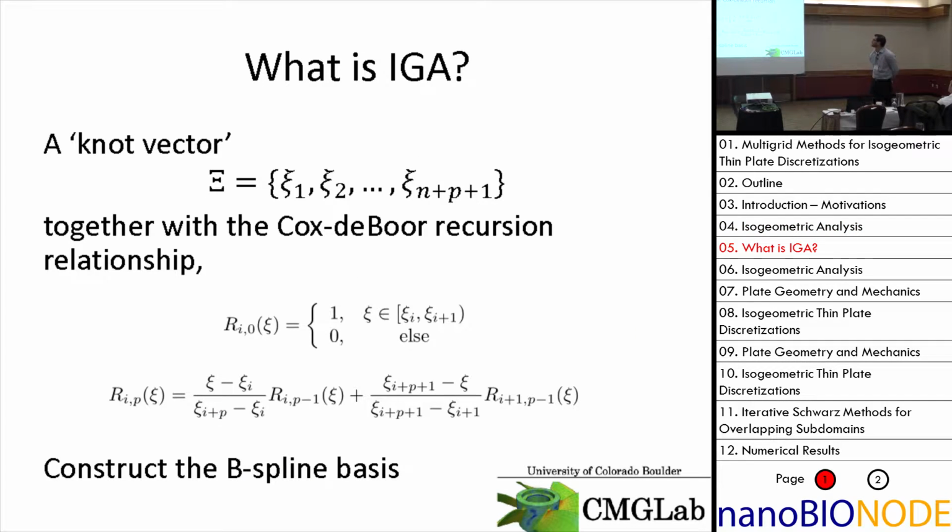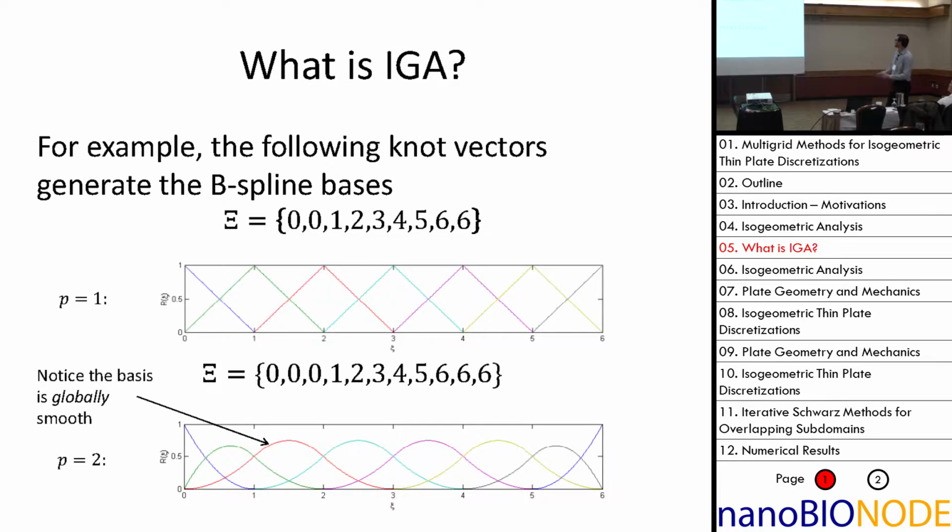So we start isogeometric analysis by defining what we call the parametric domain. And that is defined through what's called a knot vector. So we have a series of knots here, and we use what's called the Cox-de Boor recursion relationship to elevate our polynomial basis. So you start with just these step functions, and then you use this recursive relationship to eventually go to the polynomial order of your desired basis. And this constructs our B-splines. So here's a couple examples.